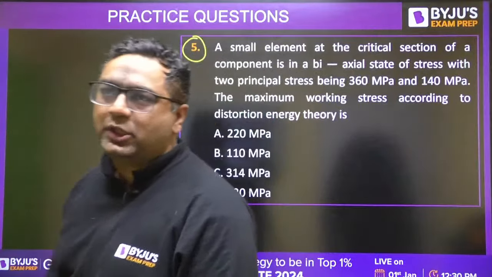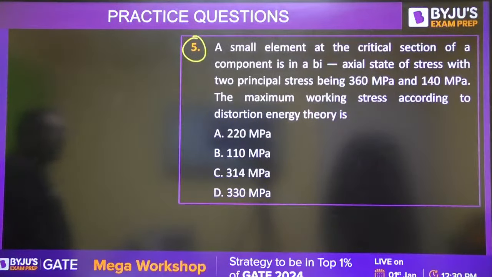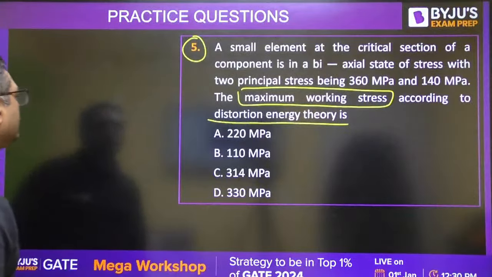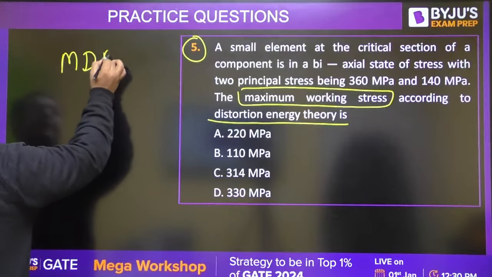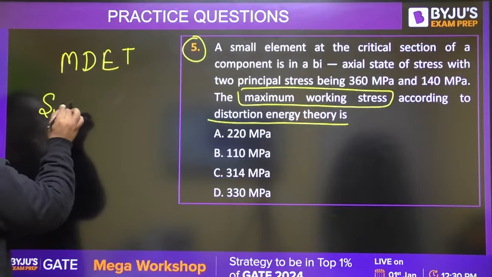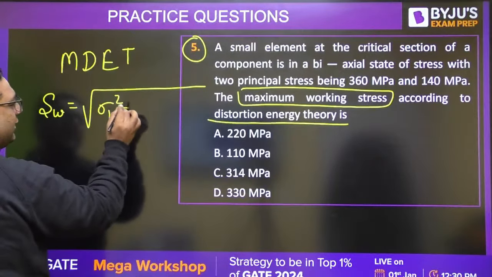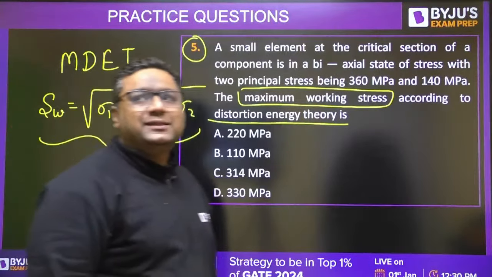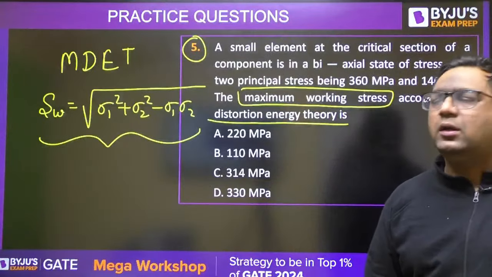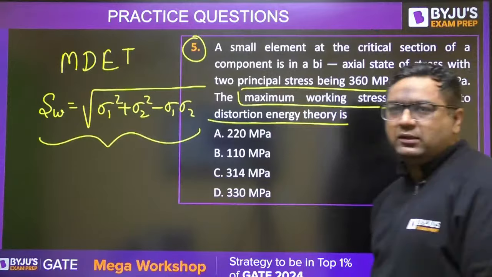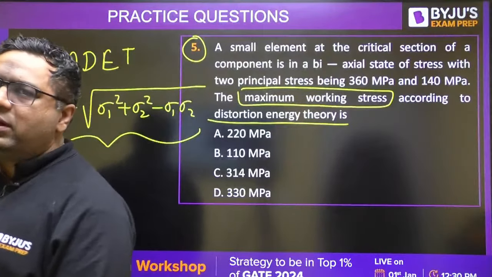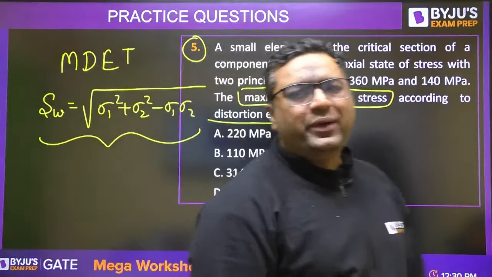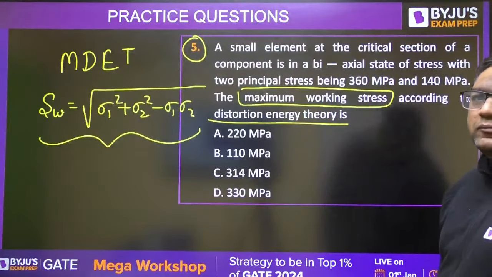So this is the next question. In this question, they are asking about the maximum working stress according to the distortion energy theory. I feel everybody remembers that when we go for MDET, the working stress is given as the square root of sigma 1 square plus sigma 2 square minus sigma 1 sigma 2. That is what you need to use. This type of question has been there in the GATE examination 2 to 3 times. Question number 5 is going on. We will solve around 12 to 15 more questions. So the target is to cover 20 questions in the class. The rest 15 you will get for homework.